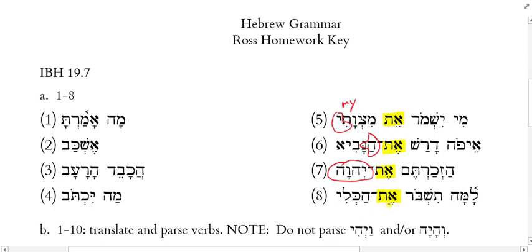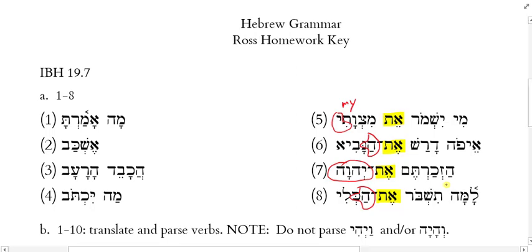And then we have lama tishboret hakli. Why did you break the utensil or the vessel? Here, kali has the article hey. That makes it definite. So I'm going to prefix it with a form of et. Okay? So that's why. Any other questions?